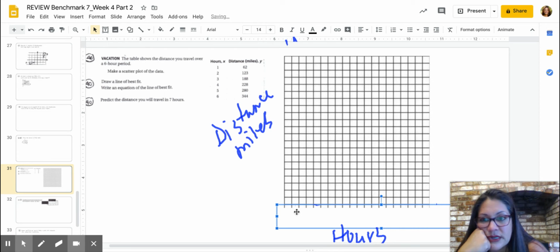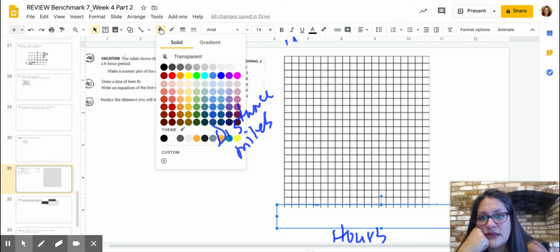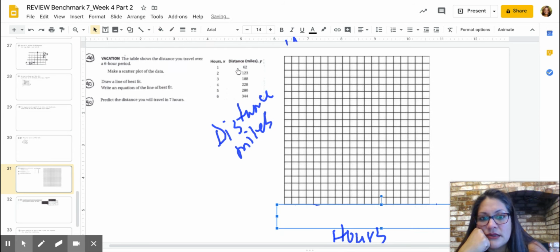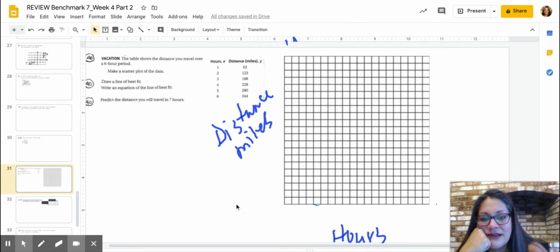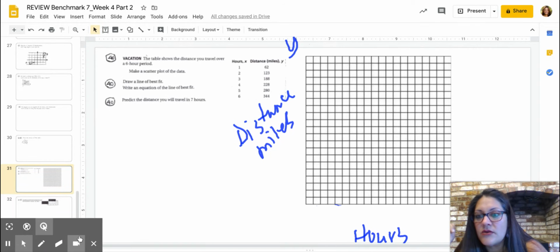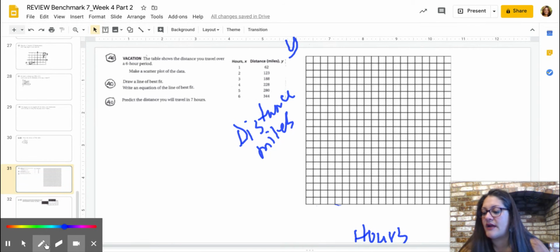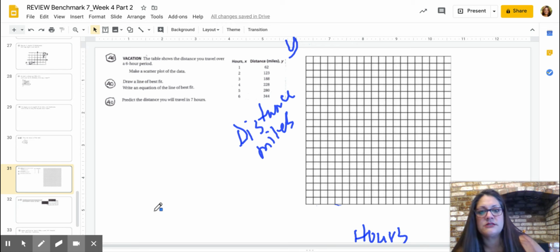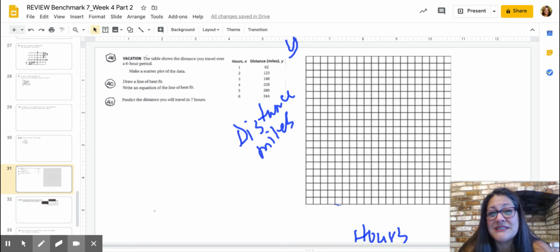Move it up, and then I'm going to give it, there we go, it's like white out. Okay, that works. Now I know that the total hours I've gone so far is 6. I want to make sure I can go 6 hours, and I'm predicting 7. So I'm just going to skip every 2 lines, and let's see if I can write small enough here.